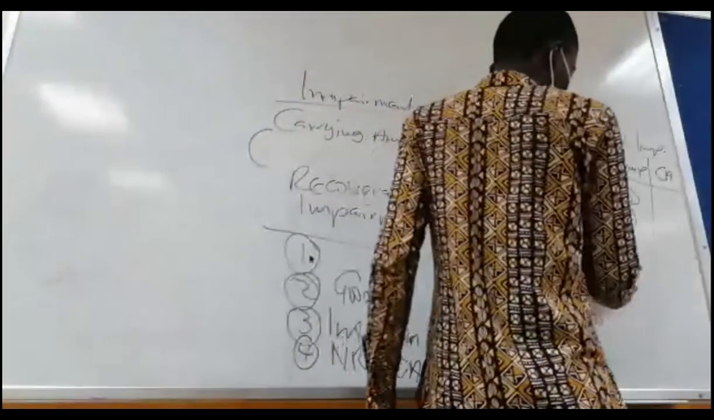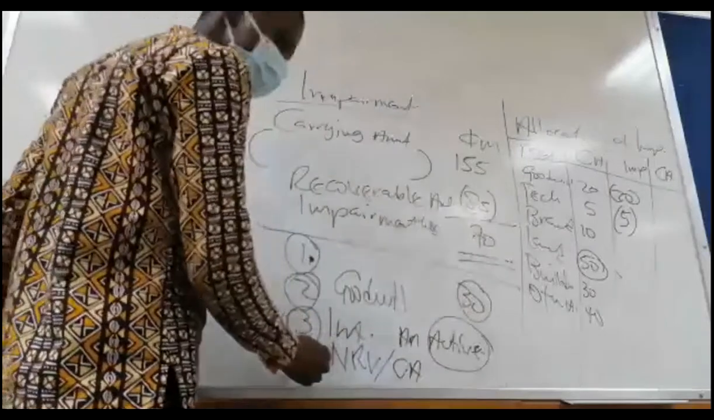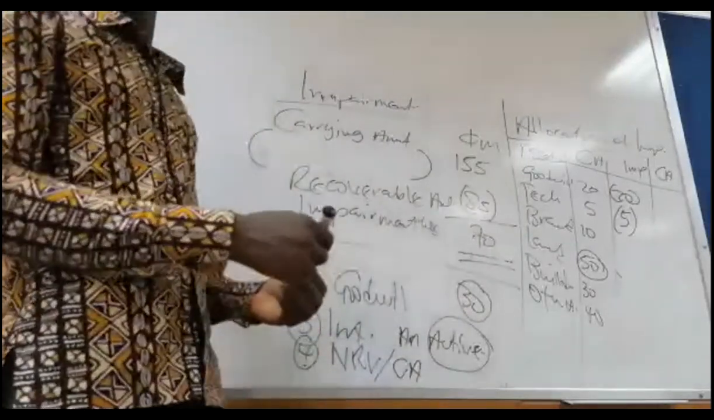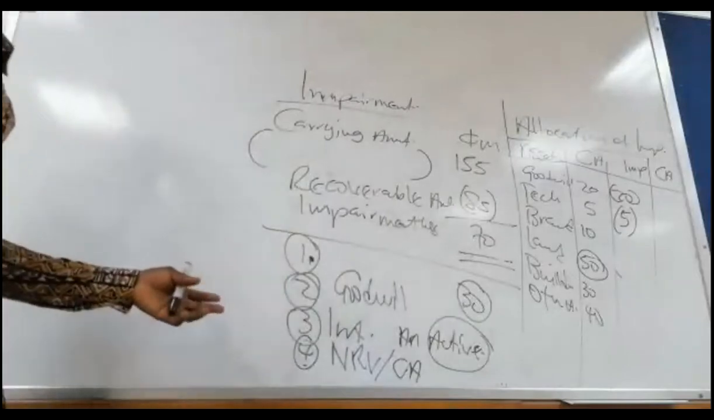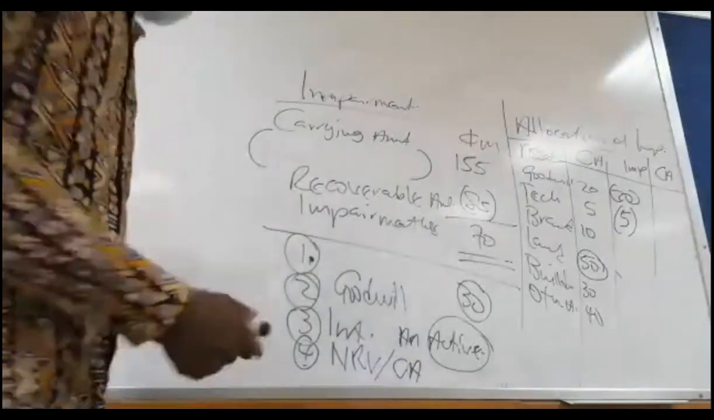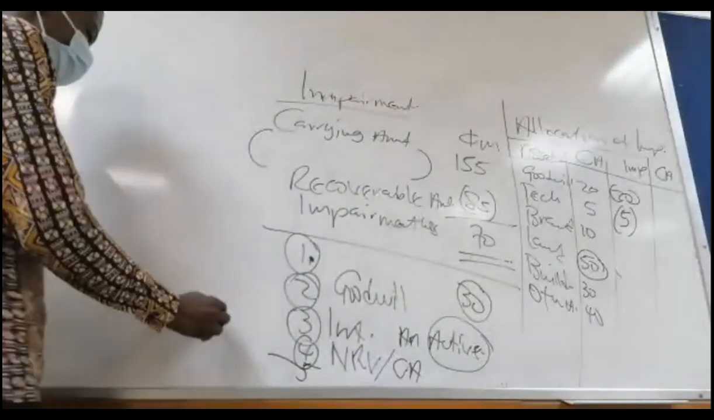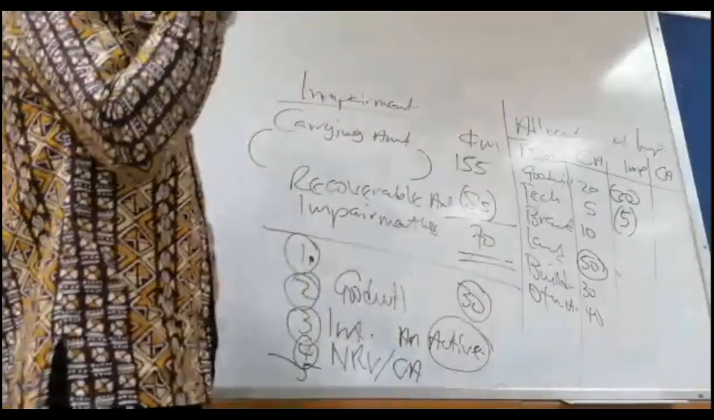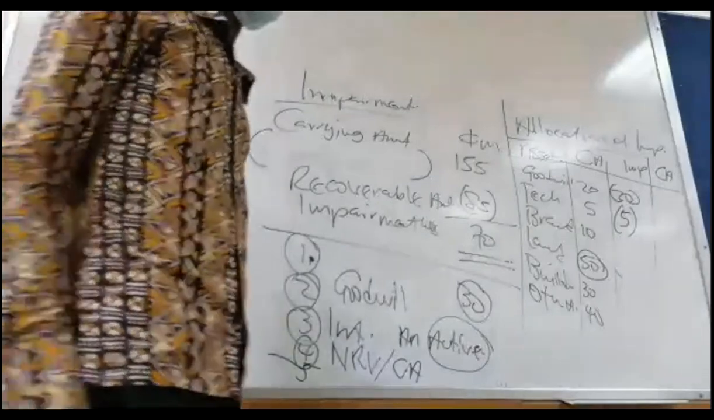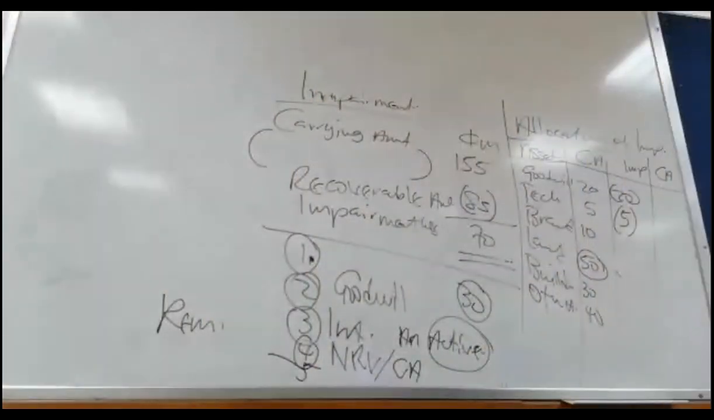Good. Now the last one, step 5. If we still have some of the impairment remaining, we share it on a pro rata basis. The remaining impairment must be shared on the remaining assets on a pro rata basis, based on your carrying amount.